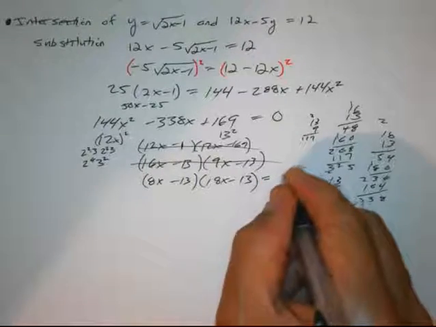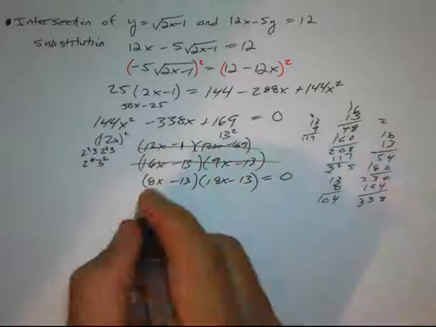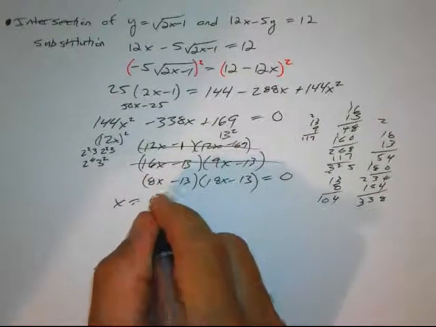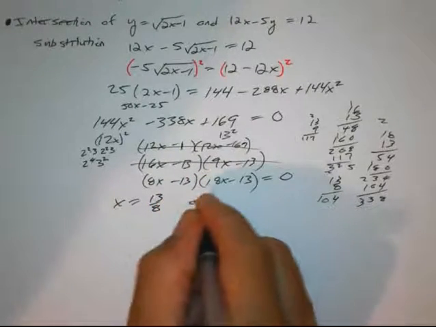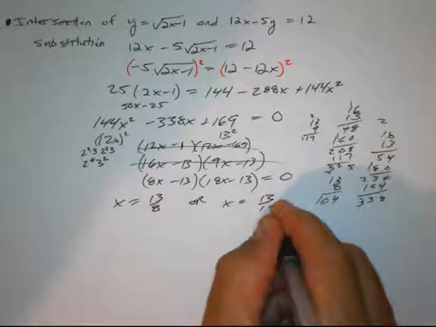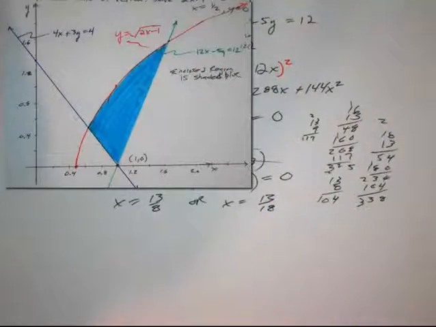This is a factorization on the left-hand side. Back to our equation, a factorization equal to 0. Solve each factor equal to 0. This one gives us x equals 13/8. Or this one gives us x equals 13/18. Let's look back at that graph.